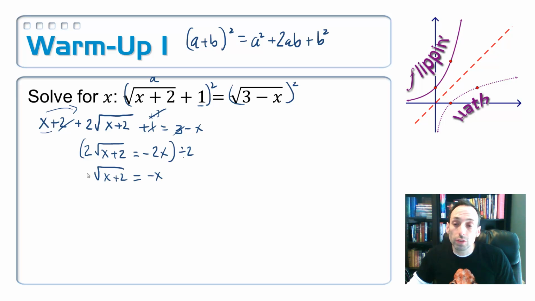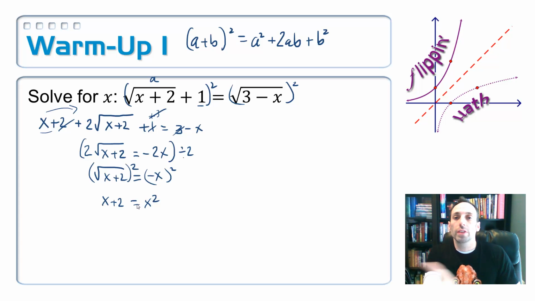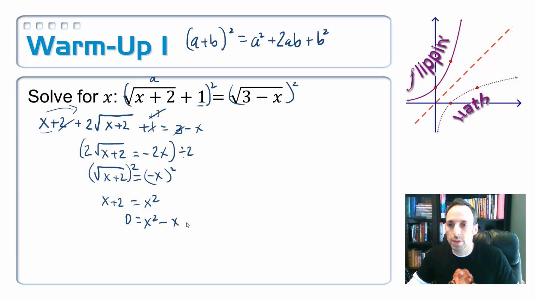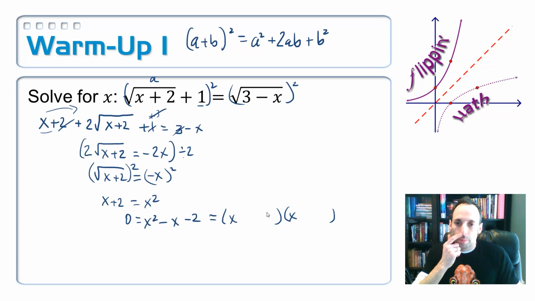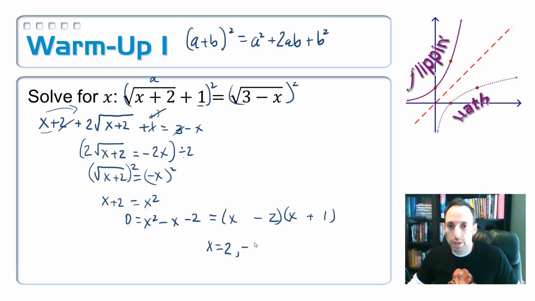To get rid of this square root, I have to square both sides. On the left-hand side the square root disappears and I'm left with x plus 2. On the right-hand side, when I square negative x, I get x squared. It becomes positive. This is quadratic. Let's get everything onto the right side of the equation, this time making it equal to 0. So x squared minus x minus 2. I think that might be factorable. It has to be a 2 and a 1, a negative 2 plus a 1. Which means my answers are x equals 2 and negative 1.